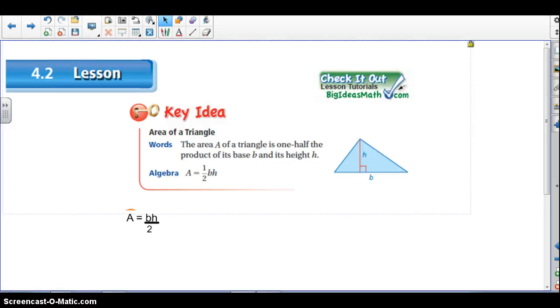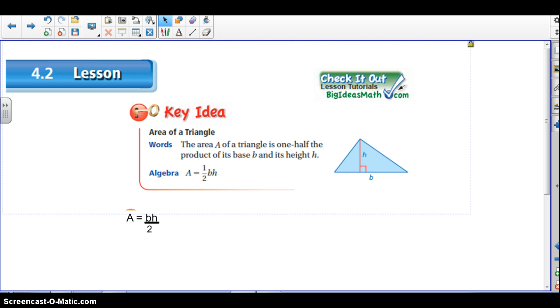All right, lesson 4.2. Today's lesson is finding the area of a triangle. And your target was: I can find the area of right triangles and other triangles by composing into rectangles. And you're going to apply these techniques in the context of solving real-world and mathematical problems.